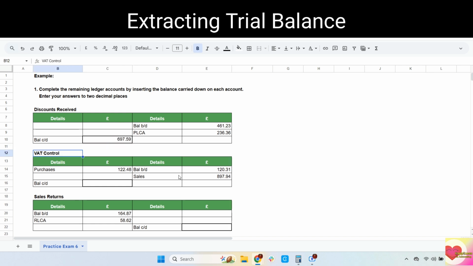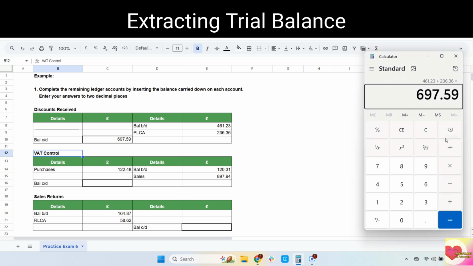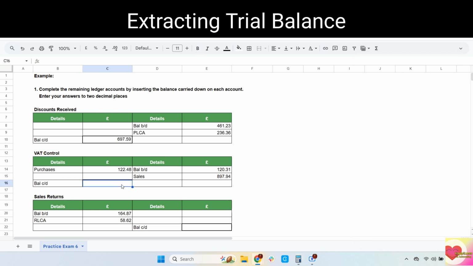Next is the VAT control account. Let's get the difference of the totals of both sides. So we already know the total of the debit side, which is 122.48. Let's get the total of the credit. So 1018.25, let's deduct the 122.48, and we got 895.77. This should be our balance carried down.